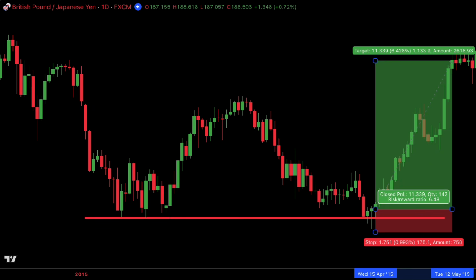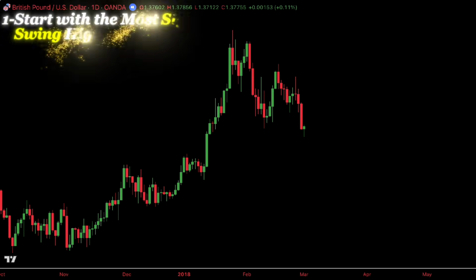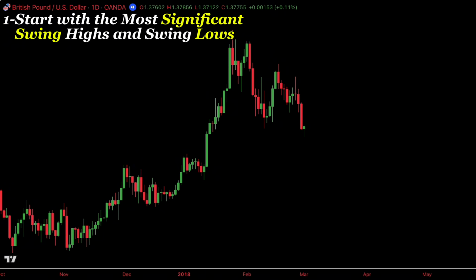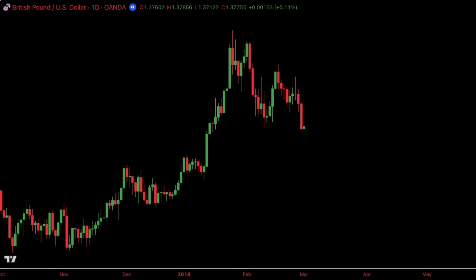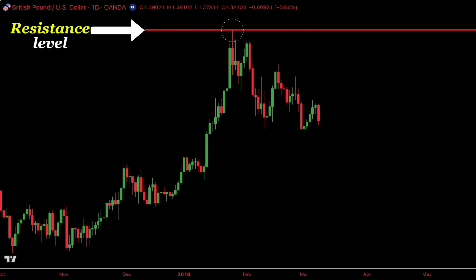Before you can trade reversals, you first need to know how to identify reliable support and resistance levels. Not every high or low on a chart is worth trading, so let me show you the 3 criteria I use. The first step is to identify the most significant turning points on the chart. A swing high is a point where the market rallies, reaches a peak, and then reverses lower. This area has the potential to become a resistance level because sellers were able to overpower buyers.